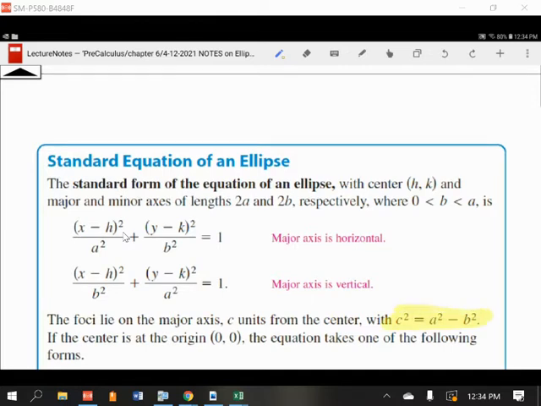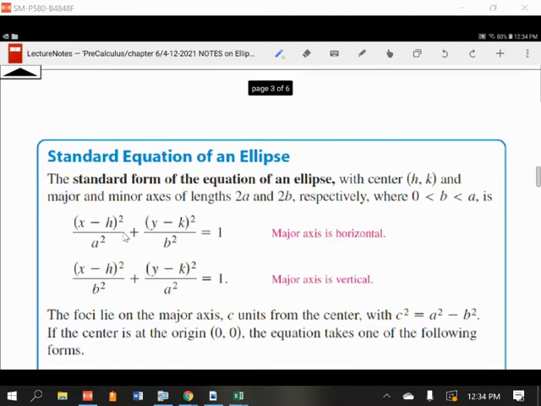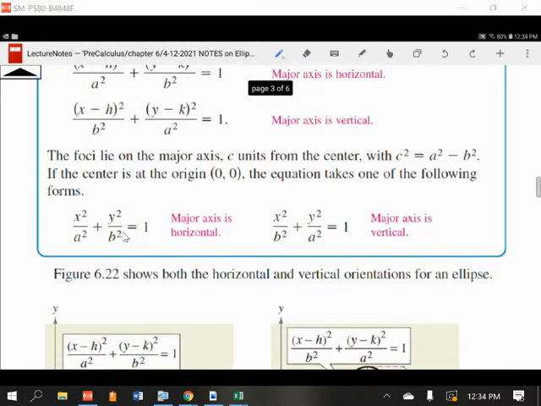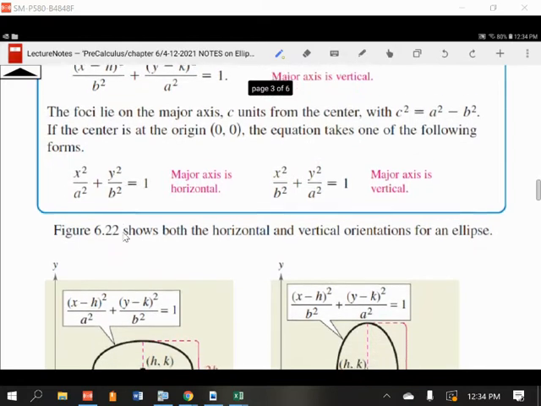How do I get the foci? The foci come from a squared minus b squared. And the foci are the square root of that units away from the center. The foci are c units from the center. And c is the square root of a squared minus b squared. So that should seem a little bit weird, right? a squared minus b squared is like the Pythagorean theorem, except not at all. It's the opposite of the Pythagorean theorem in a way.